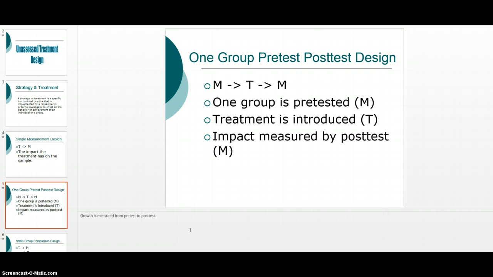In the one group pre-test, post-test design, we collect some data first, or we take a measurement. Then we introduce the strategy. And then we take some data at the end. We collect some data, or we take another measurement.